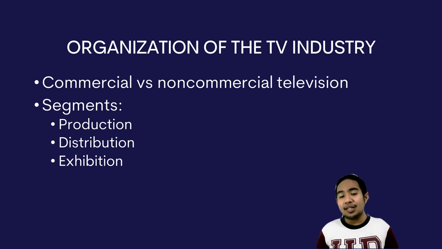So much like the film industry, the TV industry is divided into three segments: production, distribution, and exhibition. The production element is responsible for providing the programming that is ultimately viewed by the TV audience. The distribution function is handled by the TV networks, cable, and syndication companies. And the exhibition of television programs, which is the element in the system that most people are most familiar with, is the responsibility of local TV stations.